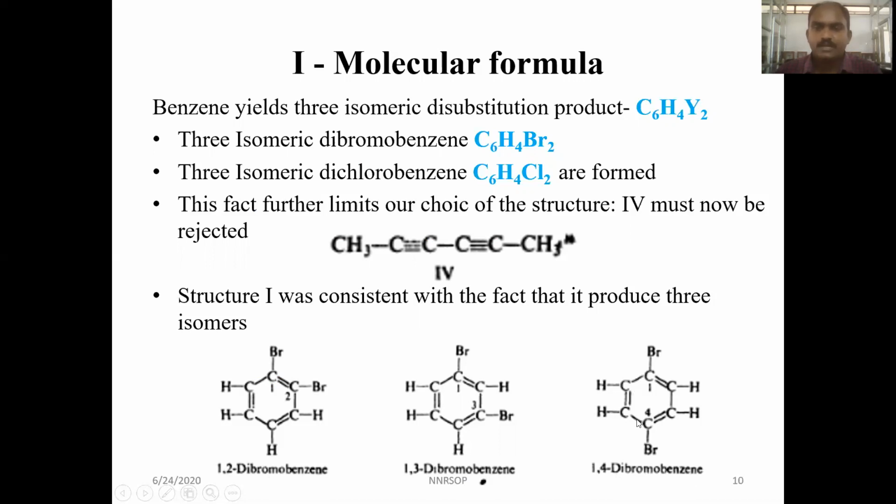We need to check whether the fourth compound gives 3 isomers. But here in the fourth structure, you have only a similar type of protons, so it may not give 3 isomers. So the fourth structure is rejected because it is not going to give 3 isomers. So the Kekule structure was given the highest preference for the structure of benzene.